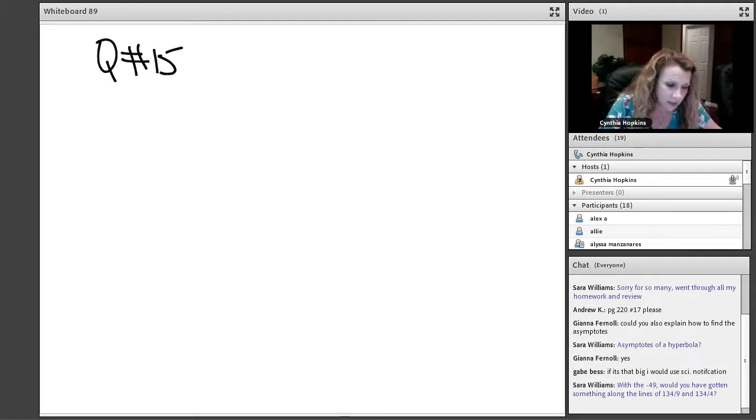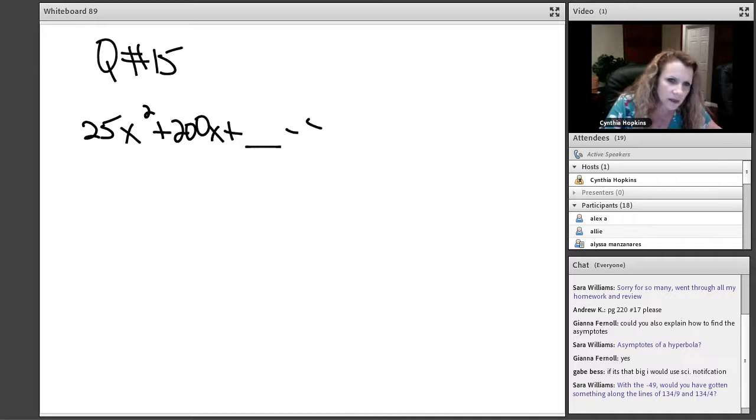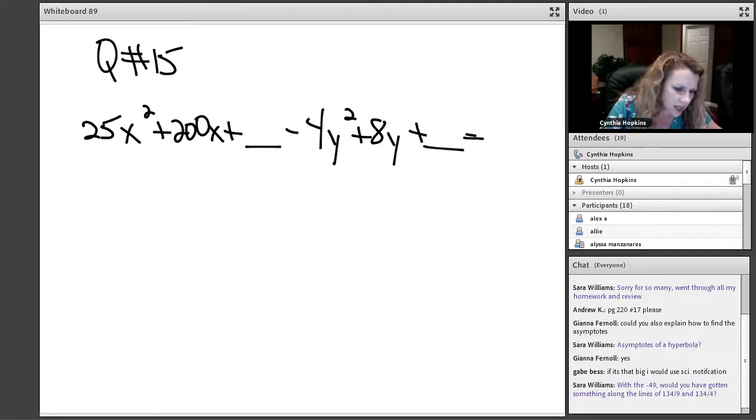All right, same concept. I'm going to go ahead and start gathering up my x's right away. Okay, so 25x squared plus 200x. I'm going to write plus blank, but we're not ready to complete the square yet. Minus 4y squared. Next, I have plus 8y. I'm going to write plus blank, but not ready yet. And then equals negative 296.